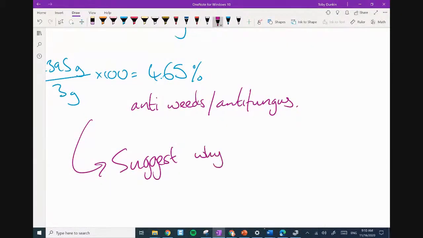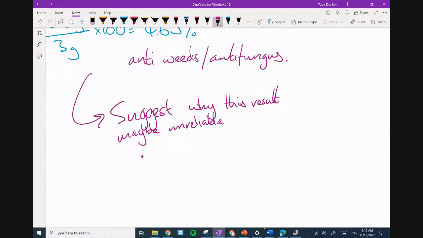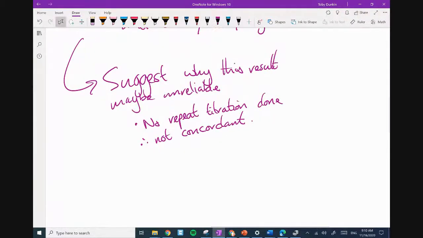Suggest why this result may be unreliable. Why might it be unreliable? Because he hasn't done any repeats. No repeat titrations done. So therefore not concordant. You can't get concordance if you only do a single titration. So if they haven't repeated, it's unreliable. We repeat to check that our result is reliable.